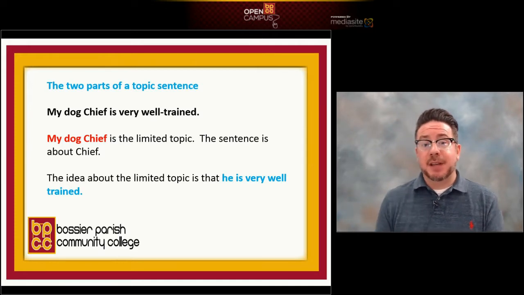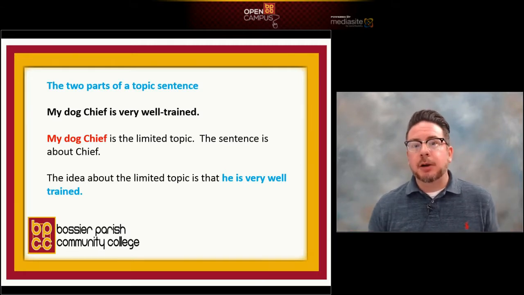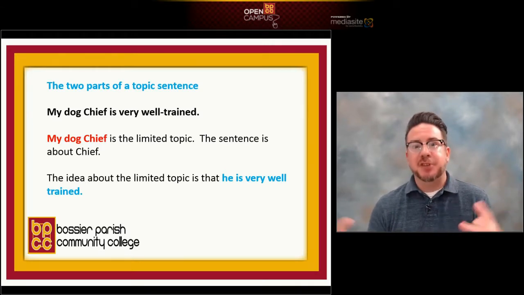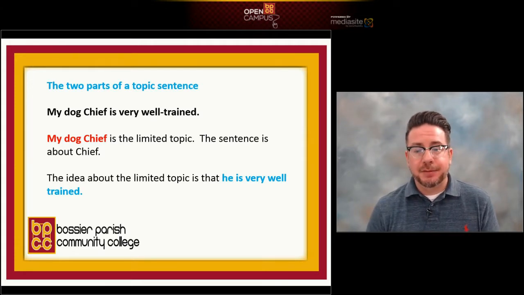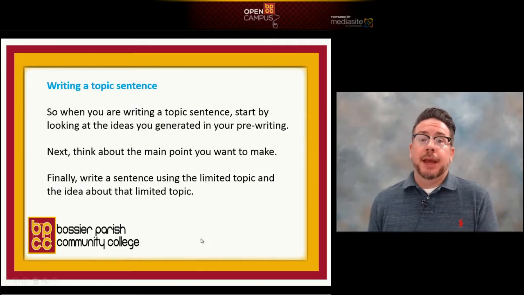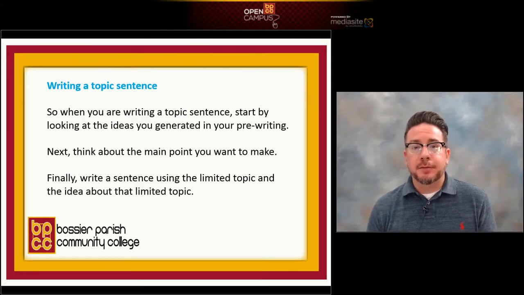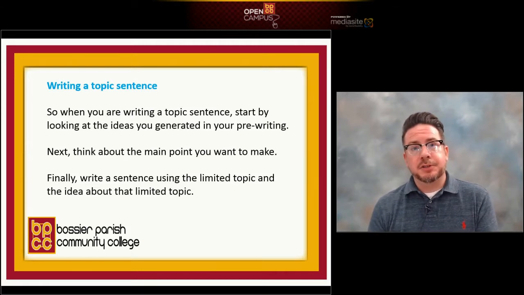So I have a limited topic, and the limited topic is my dog Chief, because that whole paragraph is going to be about Chief. He is basically the subject at hand. Well, then after the subject, I have an idea about Chief, that he is very well trained. And so just based on that one sentence, I expect the rest of the paragraph, first of all, to be all about Chief, and then second of all, to all be ideas, evidence, examples of how Chief is well trained.